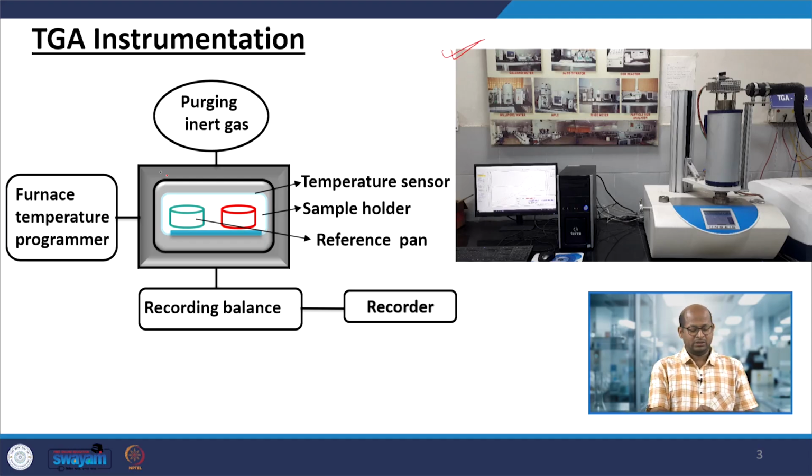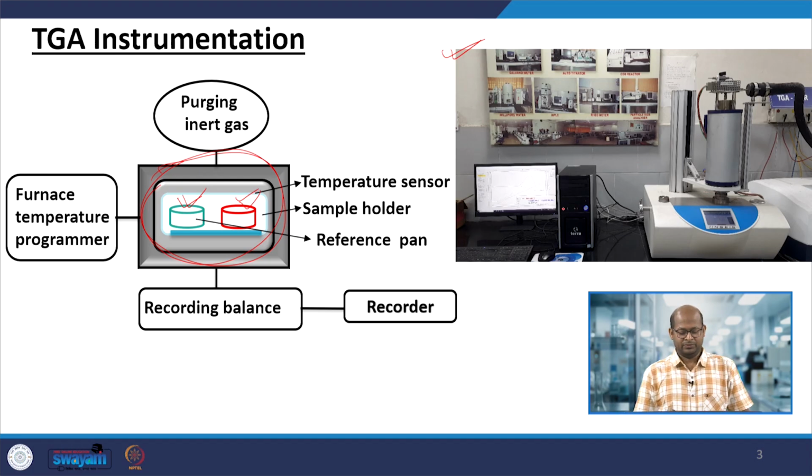Here a furnace is there. In this furnace there is a balance. In the balance, one is the sample holder or sample pan, and another is the reference pan, and in this particular furnace we can control the temperature from 25 to 1200 degrees centigrade. So, we can go to high temperature, and initially we have to put a sample in the sample holder and a reference pan, and both remain inside the furnace. Initially you can purge with an inert gas or maybe some oxygen; depending upon the experiment we can purge the system with the appropriate gas, and then we can heat up or increase the temperature.